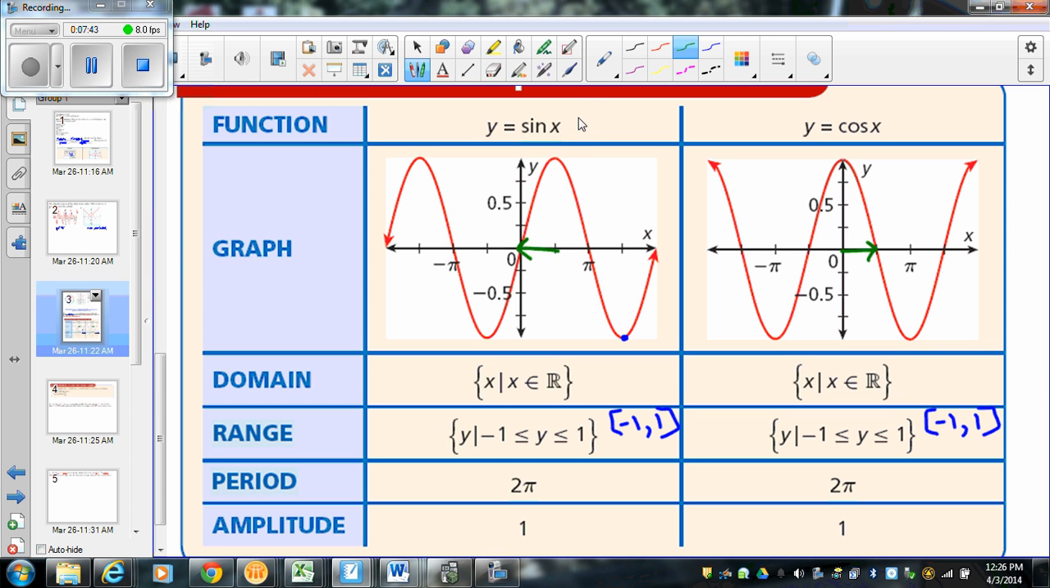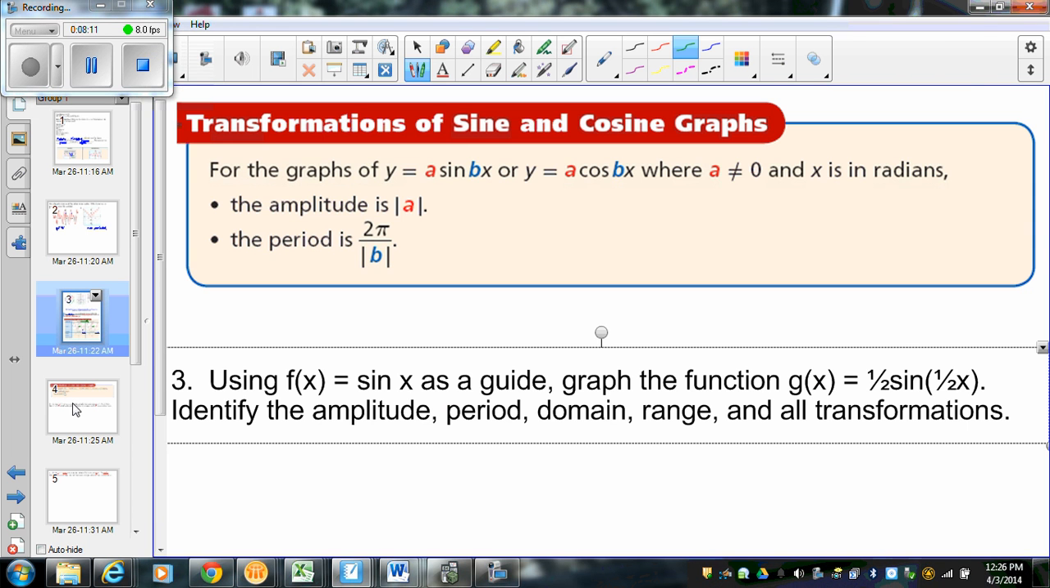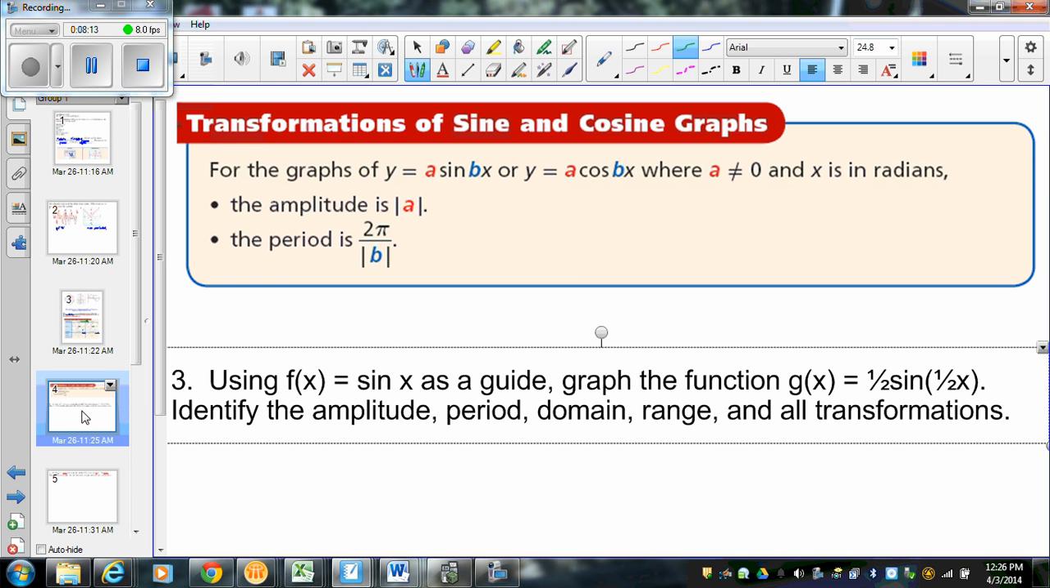So sine of x is really the same graph as cosine of x shifted to the left by pi over 2 units. So remember, when we go left, we do opposite. So sine of x is equivalent to cosine of x plus pi over 2. That's an interesting point to kind of keep in mind. And that actually takes us into the first thing that we're going to do with our graphs of sine and cosine, which are transformations that affect the amplitude or the period.